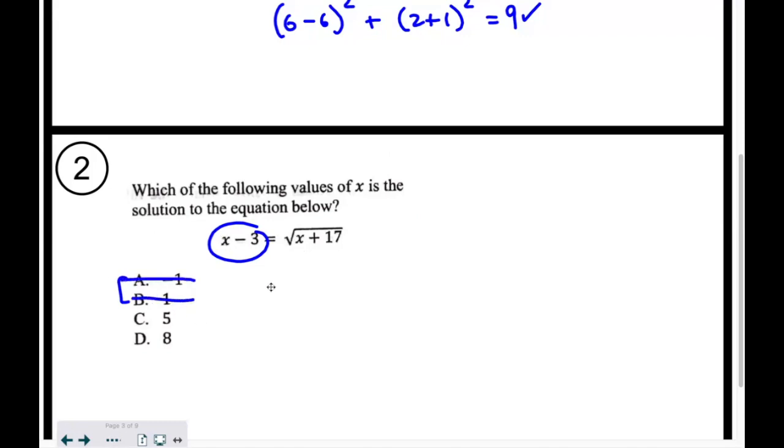Then you try 5. 5 minus 3 is 2. And on the other side, you get 5 plus 17, which is 22. And the square root of 22 is definitely not 2. So once you've eliminated the first three, the answer just has to be D. You can certainly check it. 8 minus 3 is 5. And 8 plus 17 is 25. And the square root of 25 is 5.